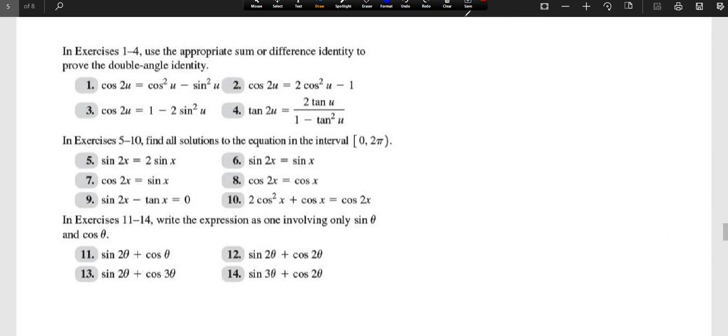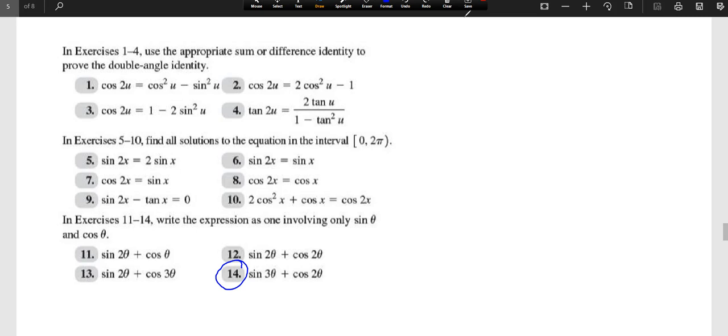Okay, next. 14. Man, we're just cruising through this so you can be done with your homework tonight. Write the expression as one involving only sine and cosine.